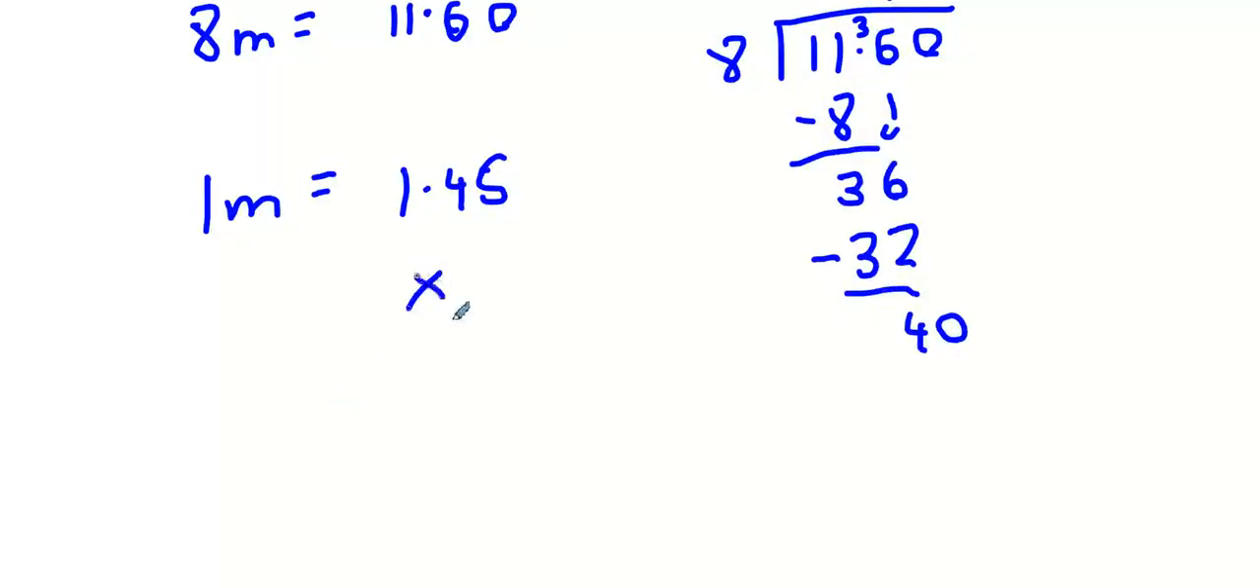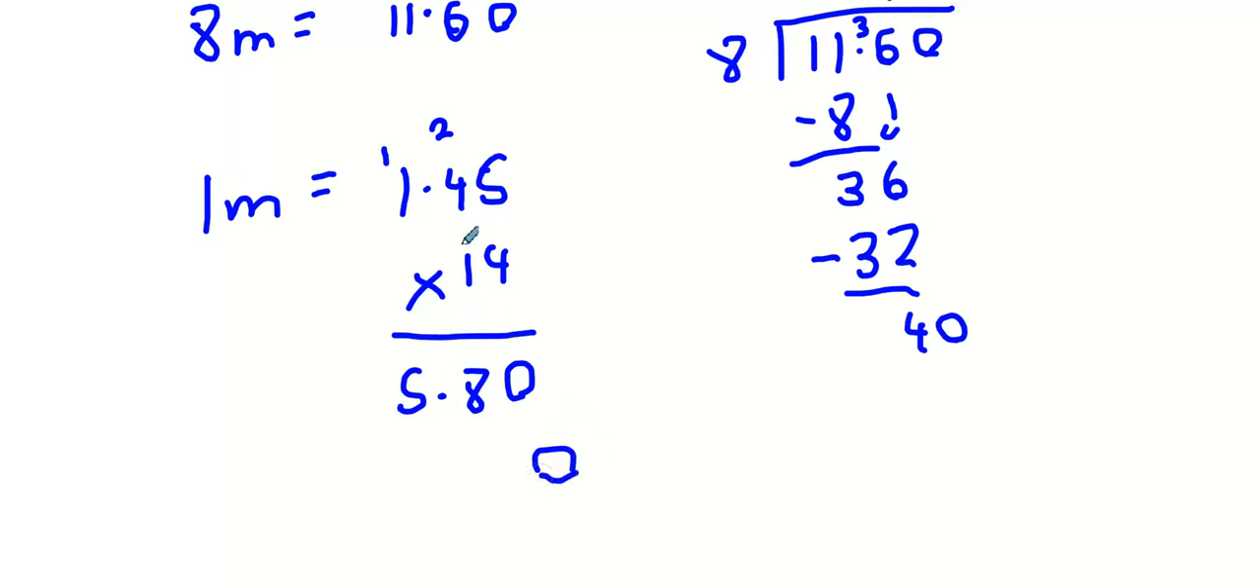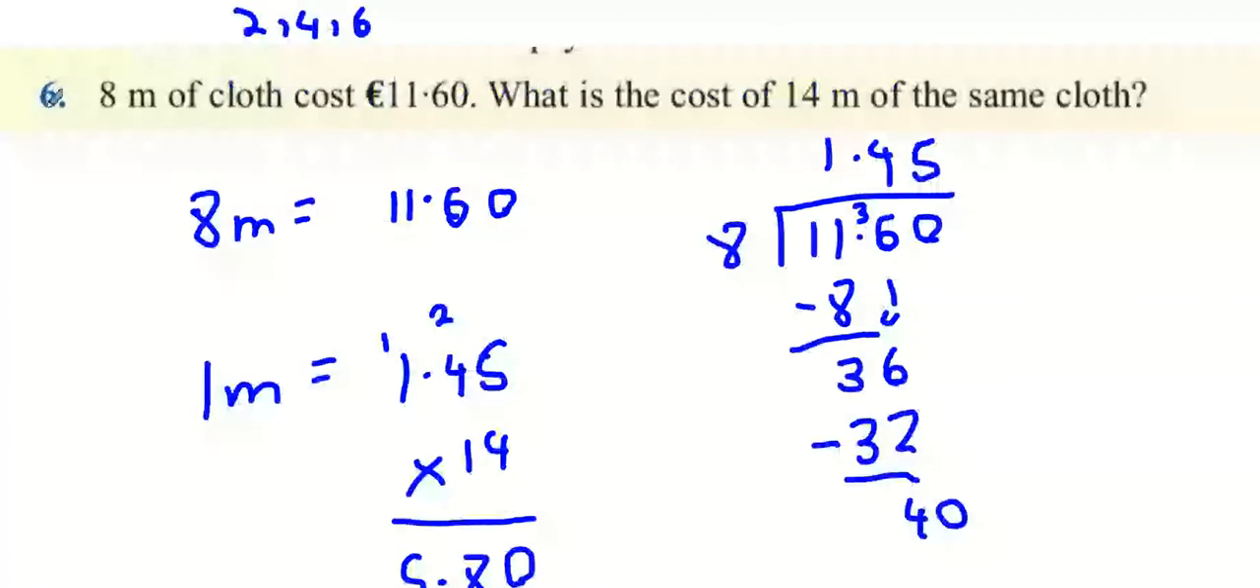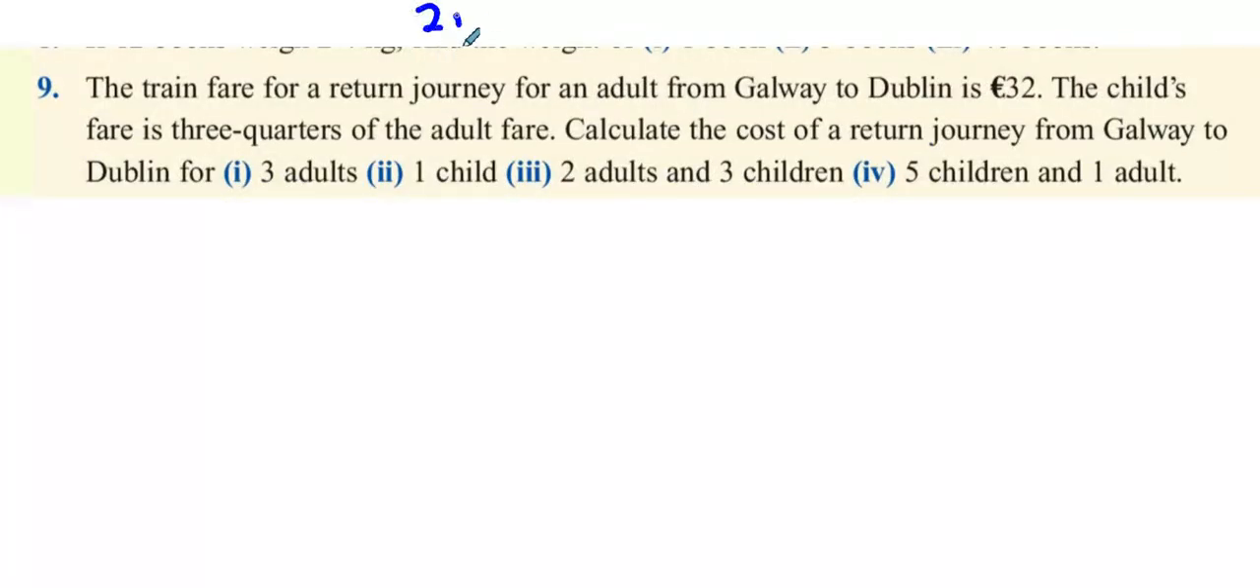So we've got to multiply this answer by 14. 4 times 5 is 20. Carry the 2. 4 times 4 is 16, plus 2 is 18, carry the 1. 4 times 1 is 4, plus 1, €5.80. Then 1 times 5 is 5, 1 times 4 is 4, so €14.50. 80 plus 50, 8 plus 5 is 13, carry the 1. 5 plus 5 is 10, carry the 2, so €20.30. Okay, so that's 2, 4, 6. Now we're on to 9.